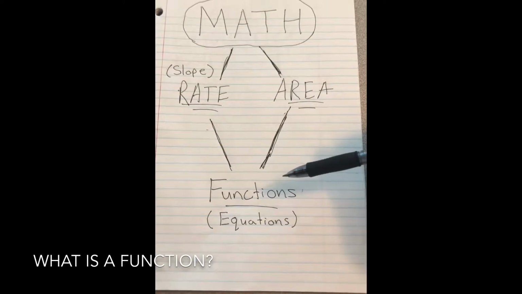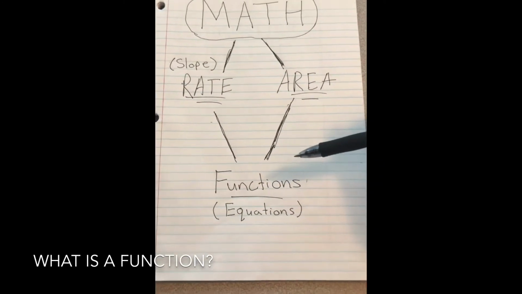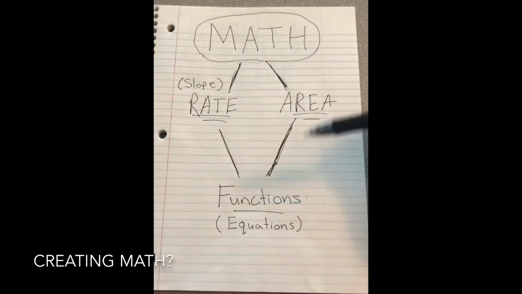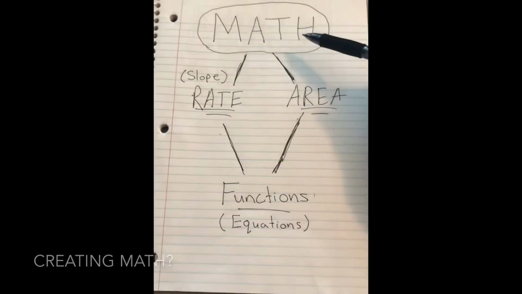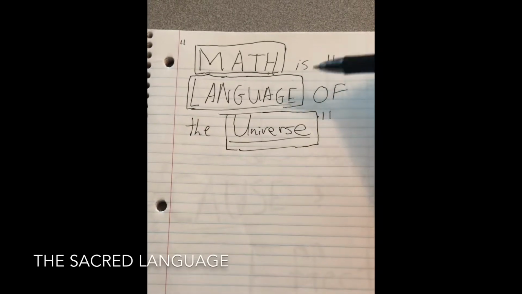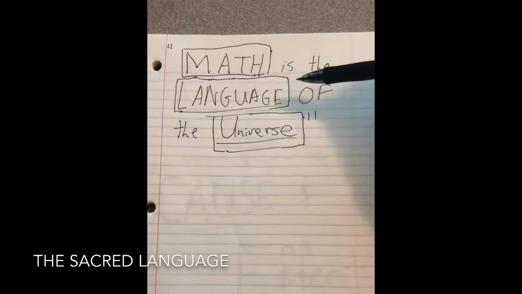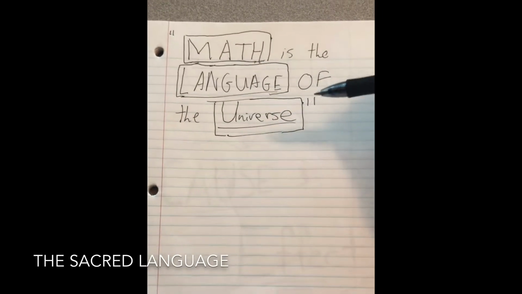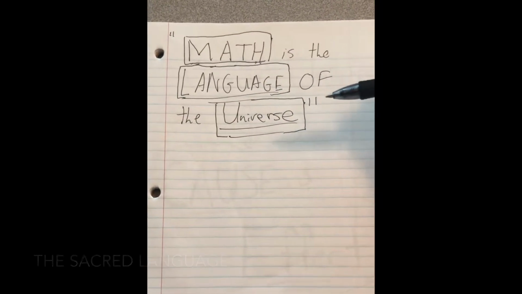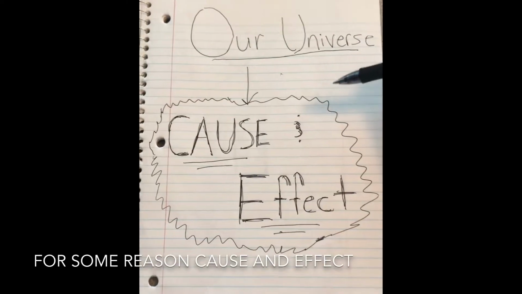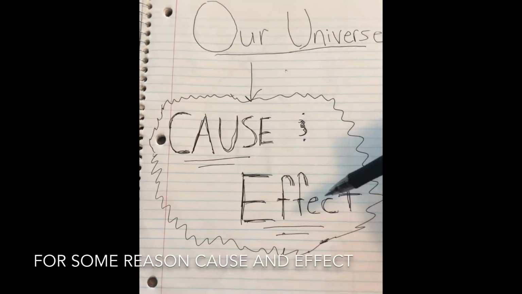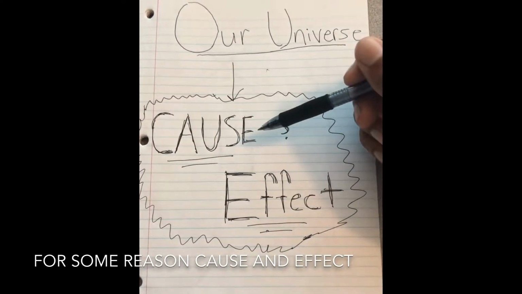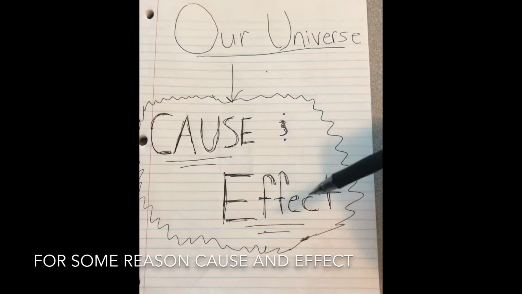So, exactly what is a function or an equation? The best way to describe a function is to actually look at the history of math. Scientists and mathematicians will often describe math as the language of the universe. Now that can be a little confusing, so I'll try to explain. Our universe is governed by cause and effect. So for everything in our universe, there's always a cause followed by an effect.